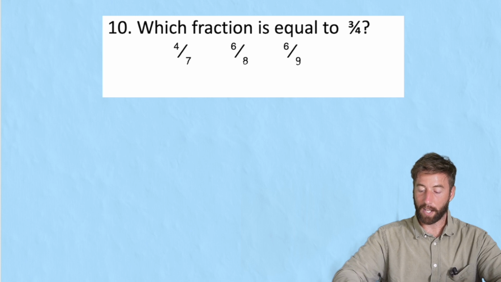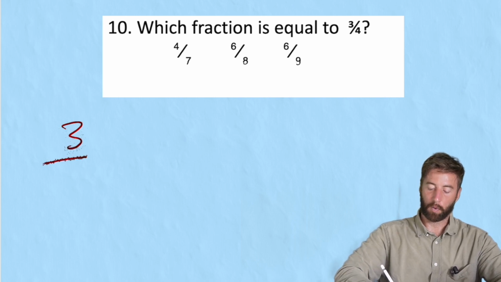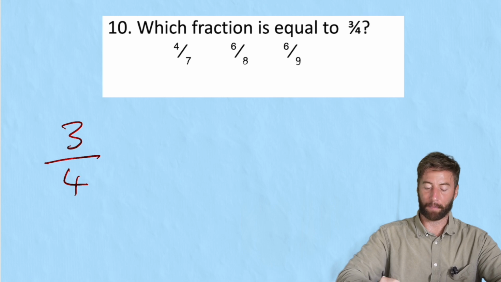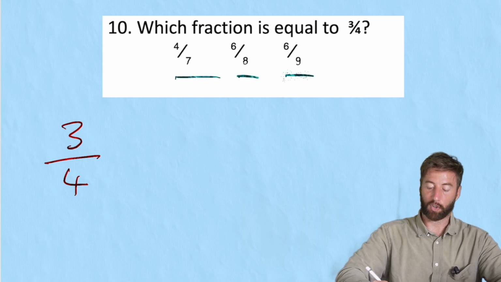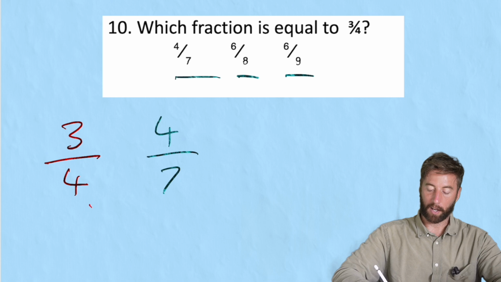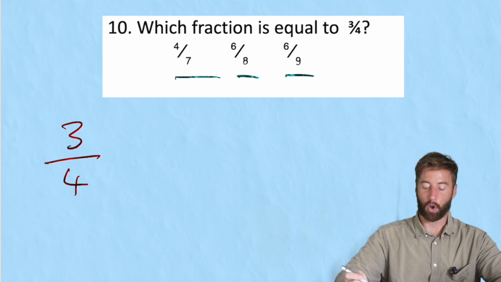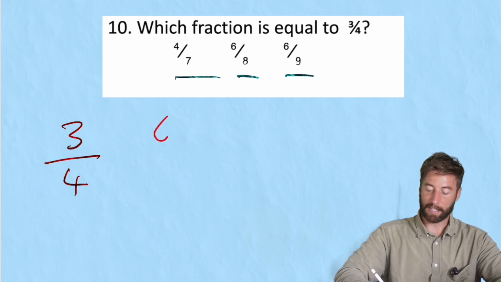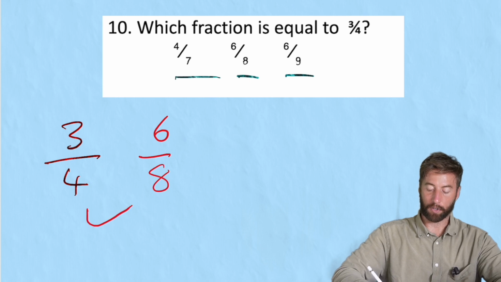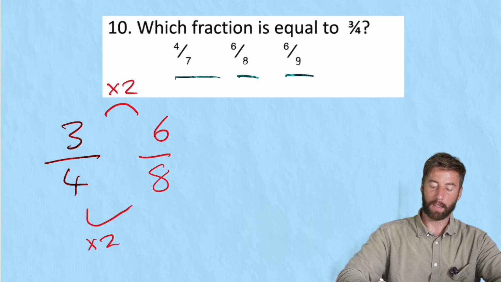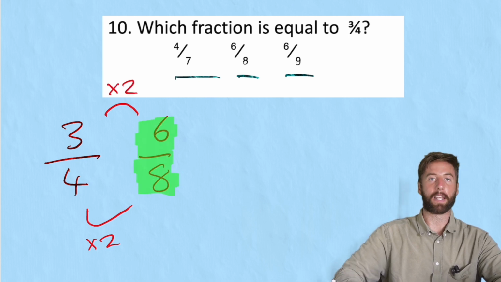Which fraction is equal to 3/4? We have 4/7, 6/8, or 6/9. So we're looking for that equivalent fraction again. So let's put 3/4 here, and we're looking to see if we can make them equivalent with any of these three. So let's try 4/7 to start with. Well, I can't see a relationship to multiply my 4 to the 7 or to multiply my 3 to the 4. So I know that 4/7 is not going to be equivalent. Let's try 6/8. How do I get from 4 to 8? Well, I multiply by 2. How do I get from 3 to 6? I also multiply by 2. Therefore, 6/8 must be equivalent.